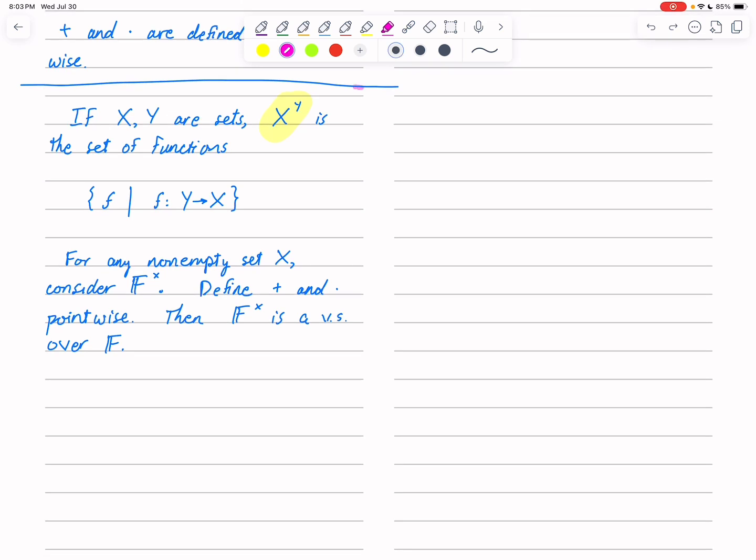Now, this initial part is true whether we're dealing with vector spaces or not, right? If we have any two sets, x and y, and we write x to the y, what we mean by all that is the set of functions from y to x. So that's what this notation just means.